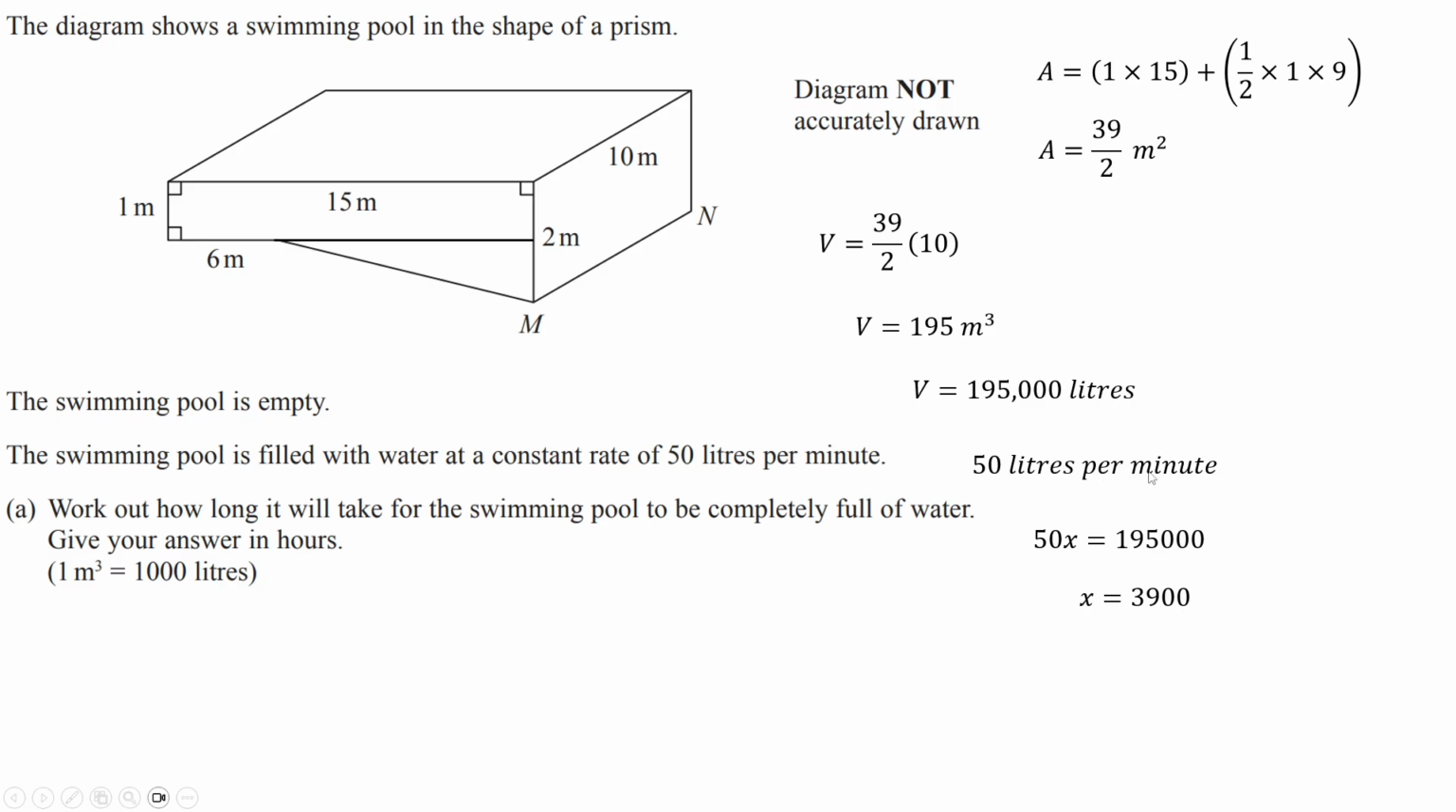But because this is happening every minute, we also need to multiply the minutes by 3,900. So 1 times 3,900 is just 3,900 minutes. And then if we divide that by 60, we can get the time in hours, which is just 65 hours.